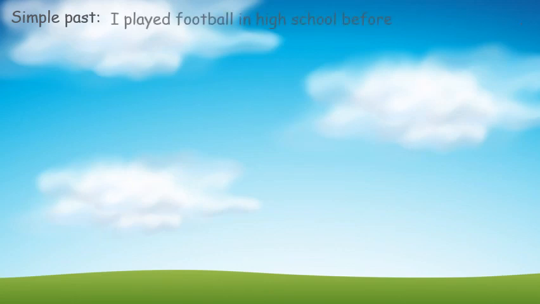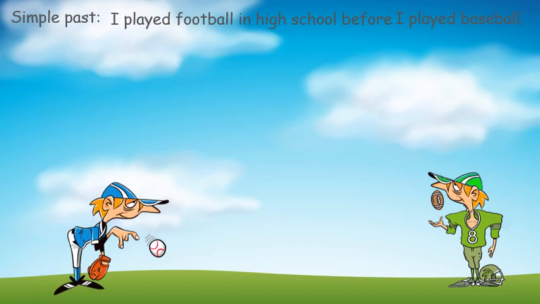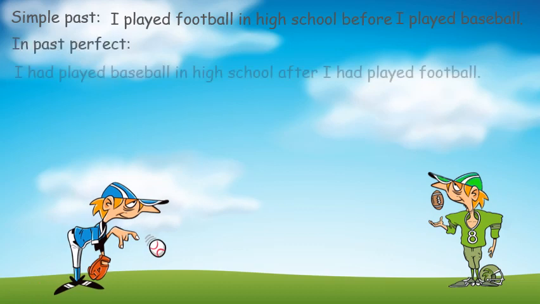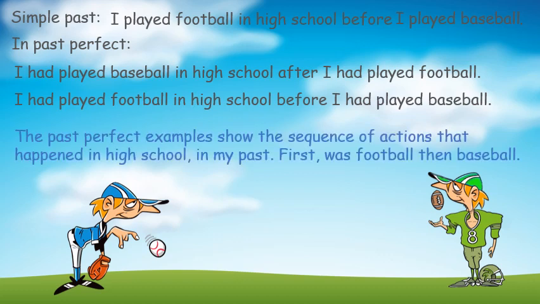Simple past. I played football in high school before I played baseball. In past perfect, I had played baseball in high school after I had played football. I had played football in high school before I had played baseball. The past perfect examples show the sequence of actions that happened in high school, in my past. First, was it football then baseball?